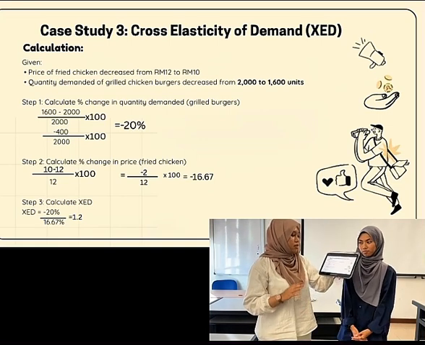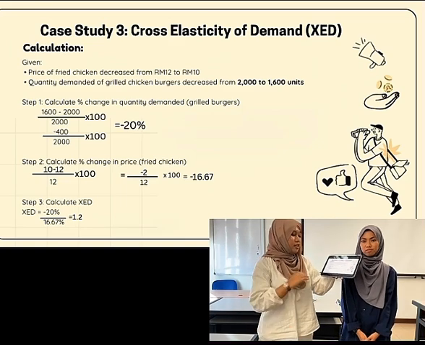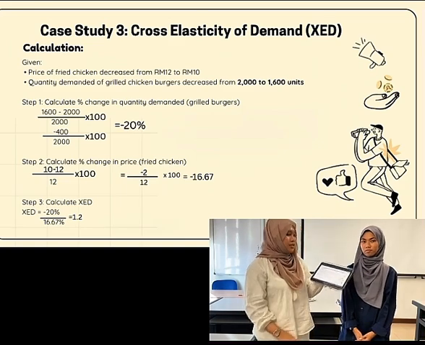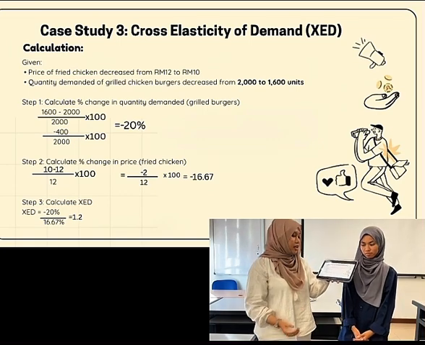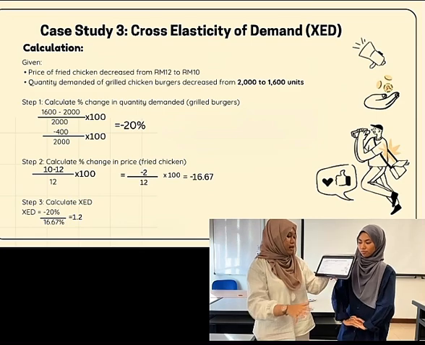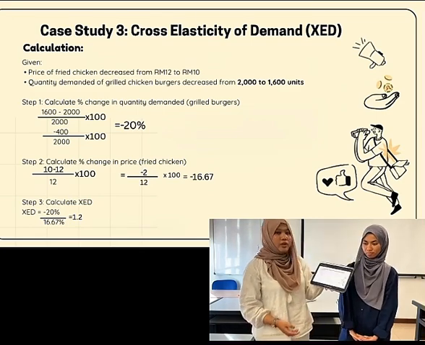So you have to do 1,600 minus 2,000, divided by 2,000 and times 100. And after that you will get negative 400, and negative 400 you have to divide by 2,000 and times 100, so you will get negative 20%.